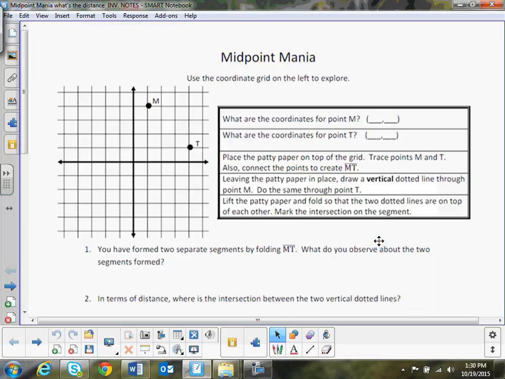Okay, we're going to talk about midpoint and distance. First thing we're going to talk about is the midpoint. So we're going to use this little exploration. What are the coordinates of point M? What are they, y'all? Coordinates of point M.